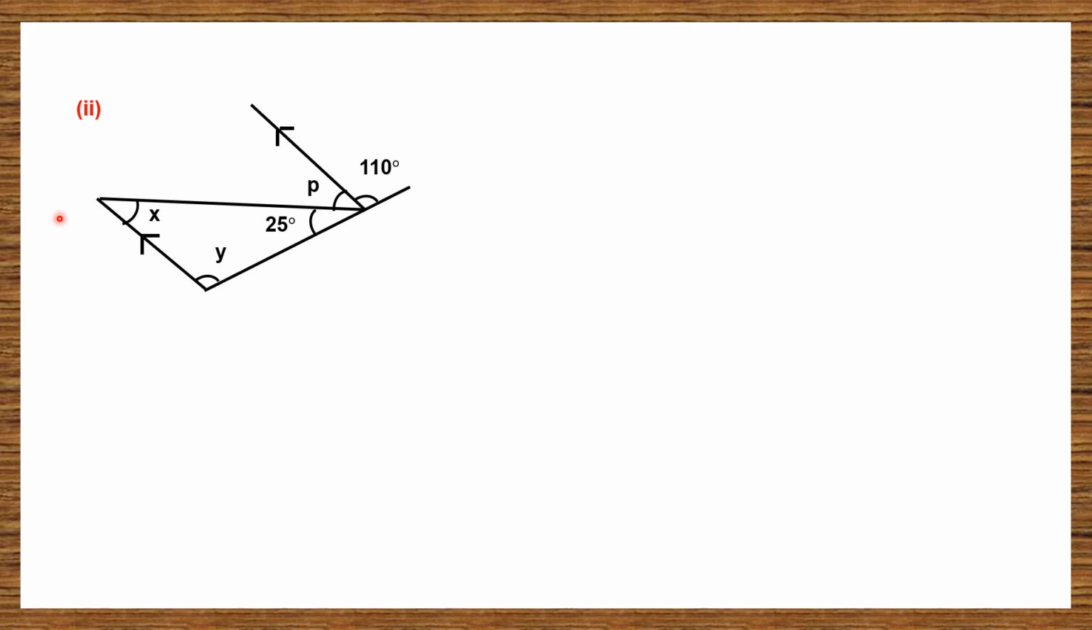Question 2. Look at this figure given, and we have to find angles x, y, and p. Now the first thing we'll do is sum of angles on a straight line equals 180 degrees. Now look at this straight line in red. Can you see the straight line in red? Now what are all the angles on this straight line? Continuously here we have 25 degrees, P and 110 degrees. That means when you add up all three angles, they will add up to 180 degrees because they are angles on a straight line.